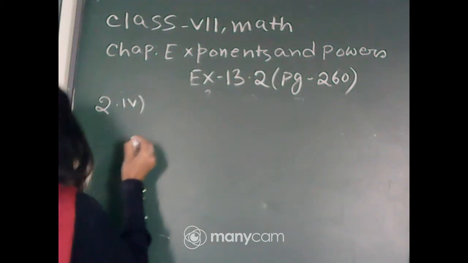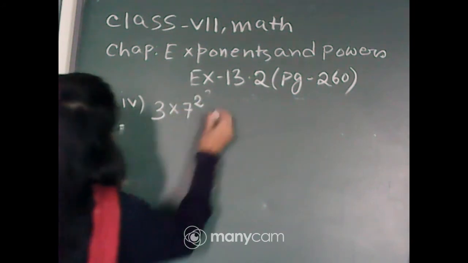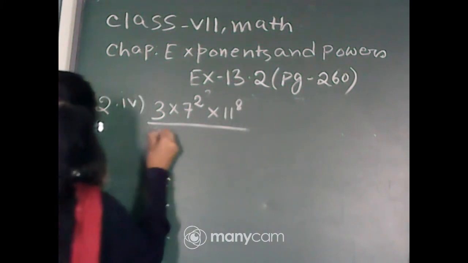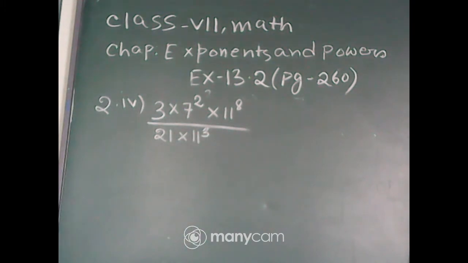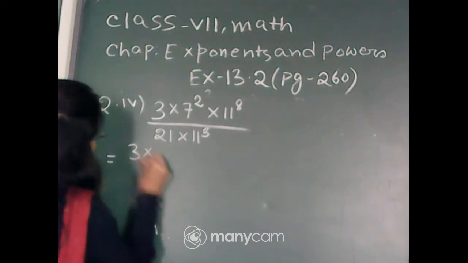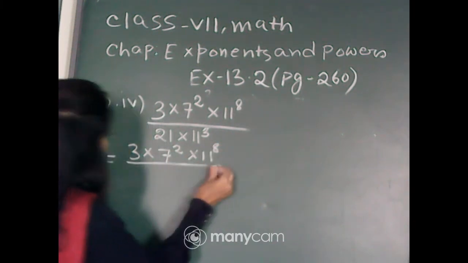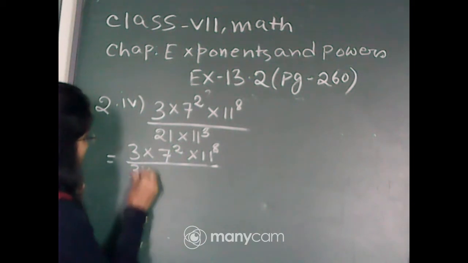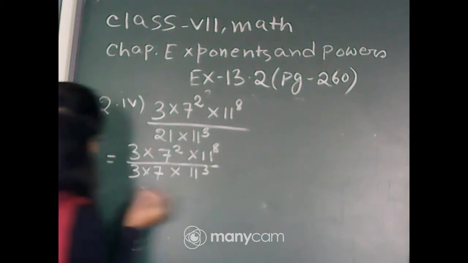Here the given math is 3 into 7 square into 11 to the power 8 divided by 21 into 11 cube. We have to simplify this. Now we write 21 as 3 into 7. Now we cancel 3.